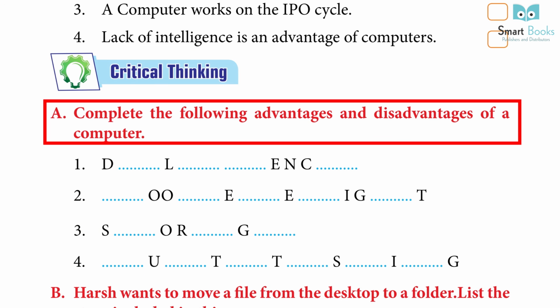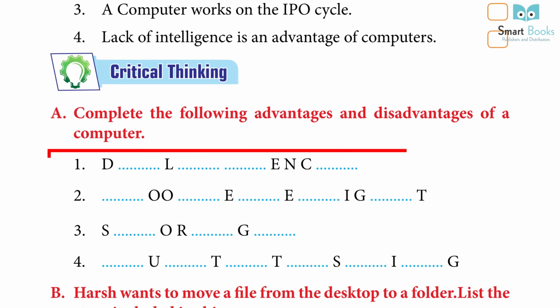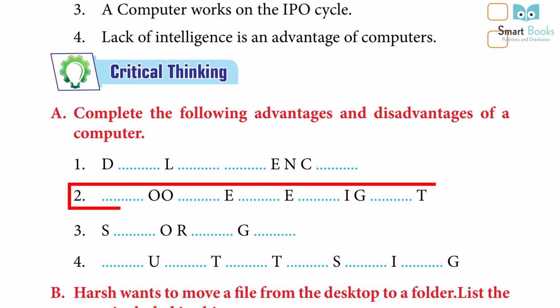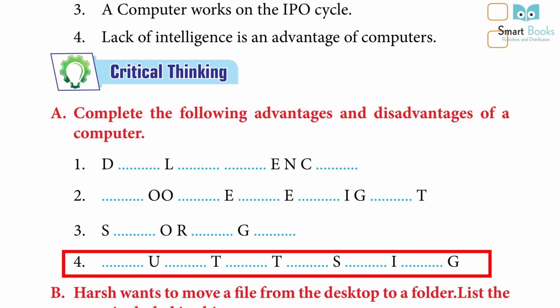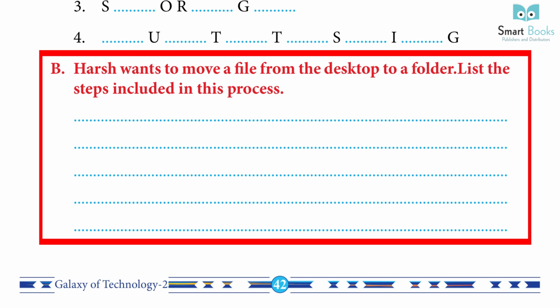Critical thinking. A. Complete the following advantages and disadvantages of a computer. Answer: 1. Diligence. 2. Poor eyesight. 3. Storage. 4. Multitasking. B. Harsh wants to move a file from the desktop to a folder. List the steps included in the process. Answer: do it yourself.